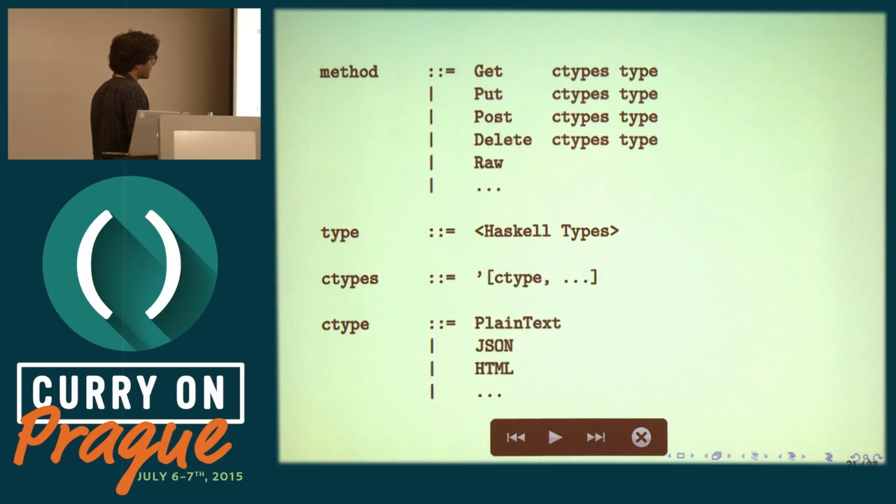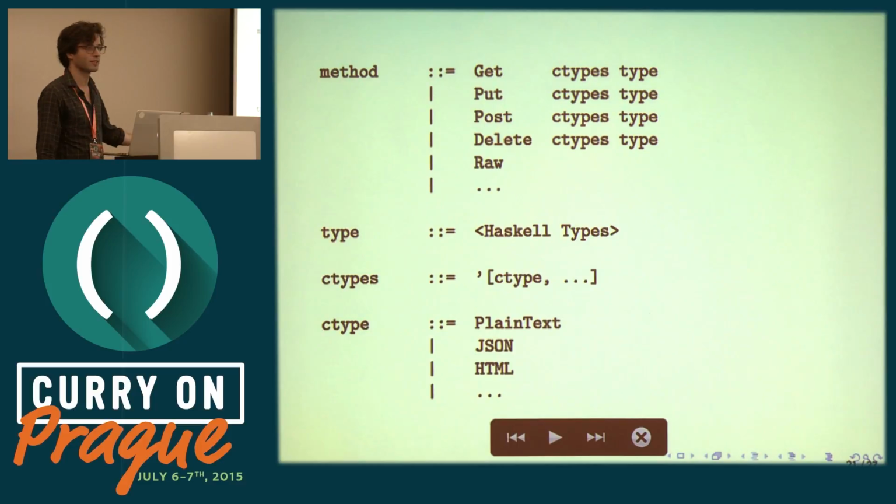And then we have the methods. Each method on its own is already an entire API, but of course it can be combined with other things. We have the usual ones. We have more. We have raw, which is interesting. We can combine other Haskell web applications written with other frameworks as a sub-API. Well, some web frameworks, not all of them. Type is just a Haskell type. Content types is a type-level list of Haskell types of content types, some of which are, for example, plain text, JSON, HTML.